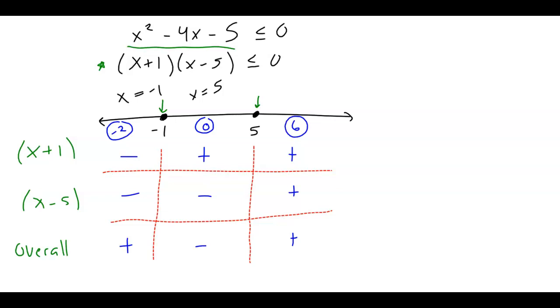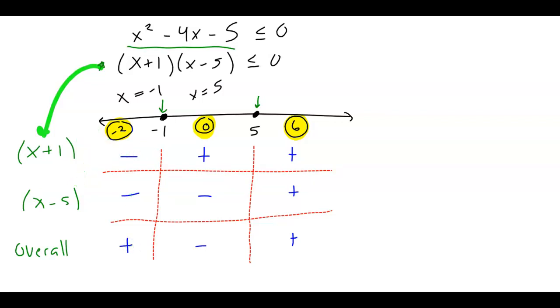And then the blue circles are the test points. So a number to the left of -1, a number between -1 and 5, and a number to the right of 5. And then all I do is plug those numbers into the factors. I put those over here. So if I plug -2 into here, it's negative. If I plug -2 into here, it's negative. A negative times a negative is a positive.